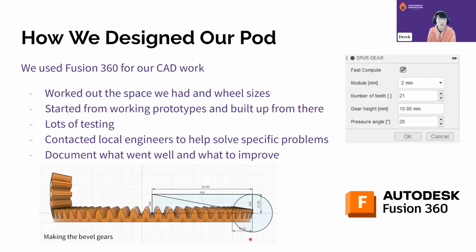So how did we design our pod? We used a software called Fusion 360 for our CAD work. It's a free program and everything is stored in the cloud. We first worked out the spaces that we had and the wheel sizes that we were going to use. And we started from basic working prototypes and built up from there. We also did lots of extensive testing to make sure everything works as it should. And if we ran into any specific problems, we would contact local engineers to let them help us. And we also document what went well and what to improve in the future. In the photos, you can see how a bevel gear is being made and also a plug-in feature for making a spur gear.